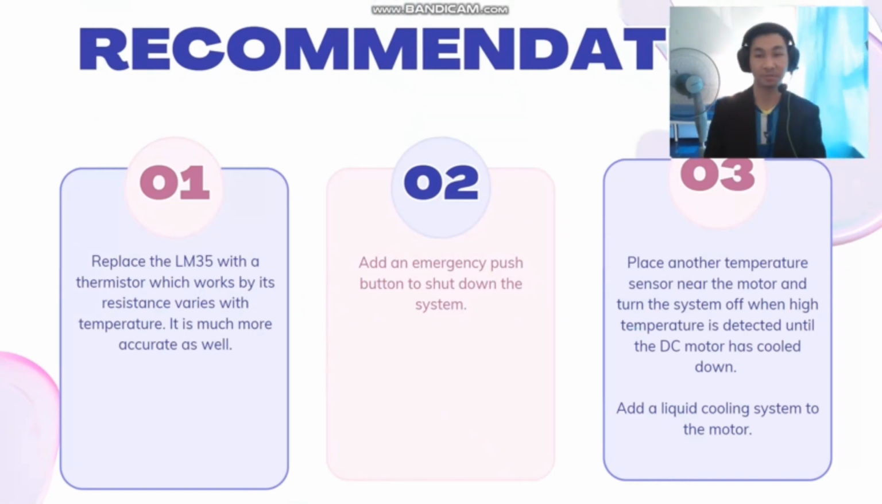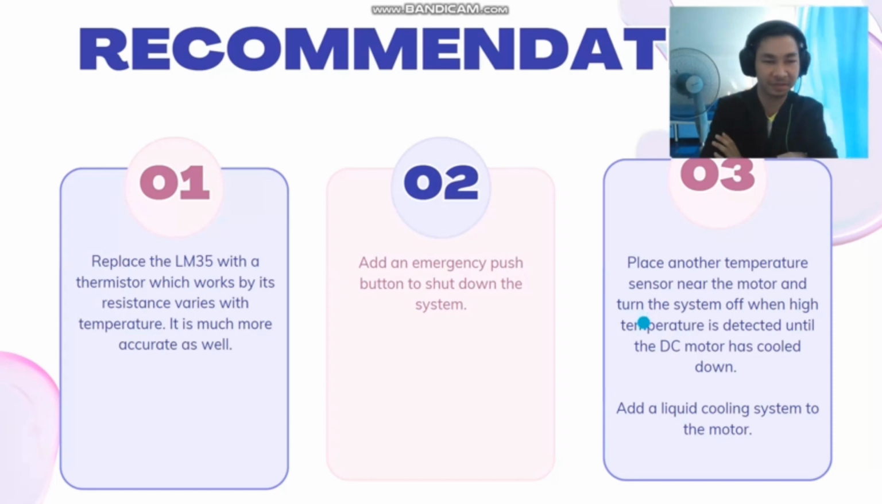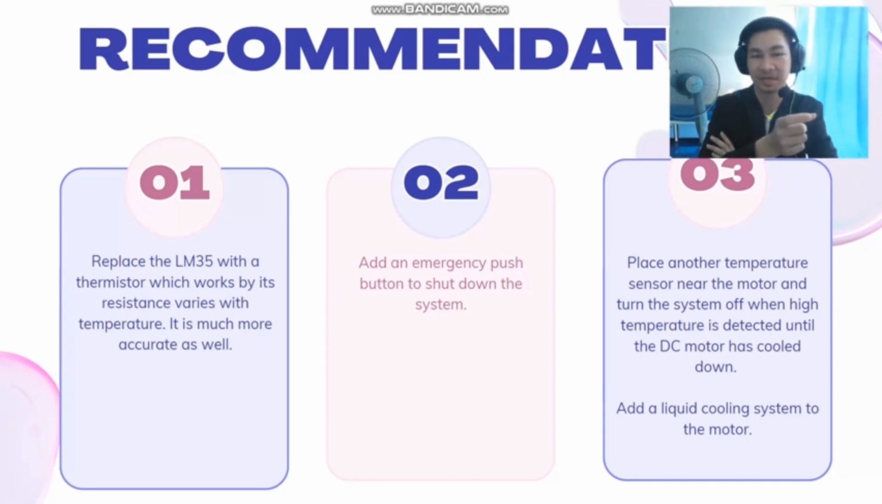Okay, so now it's about the recommendations. The first recommendation is to replace the LM35, which is the temperature sensor, with a thermistor, which works by its resistance varying with temperature. It is much more accurate as well. This is because one of the flaws of the LM35 is that it is self-heating. So sometimes, for example, if it detects medium, let's say 31 Celsius, suddenly it will fluctuate to 36 Celsius. It's because it's self-heating, because it receives input of temperature based on voltage.